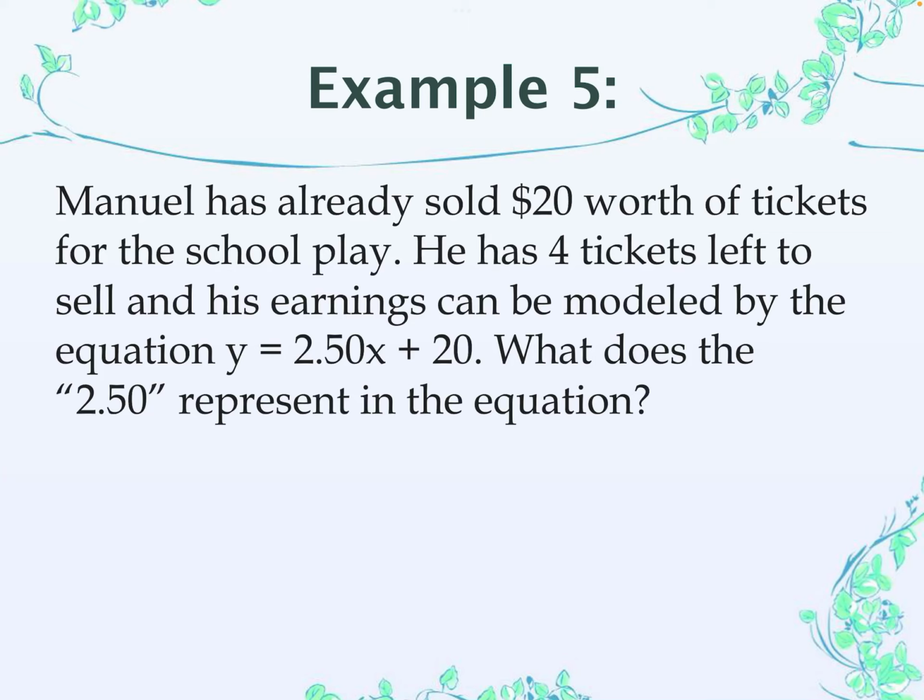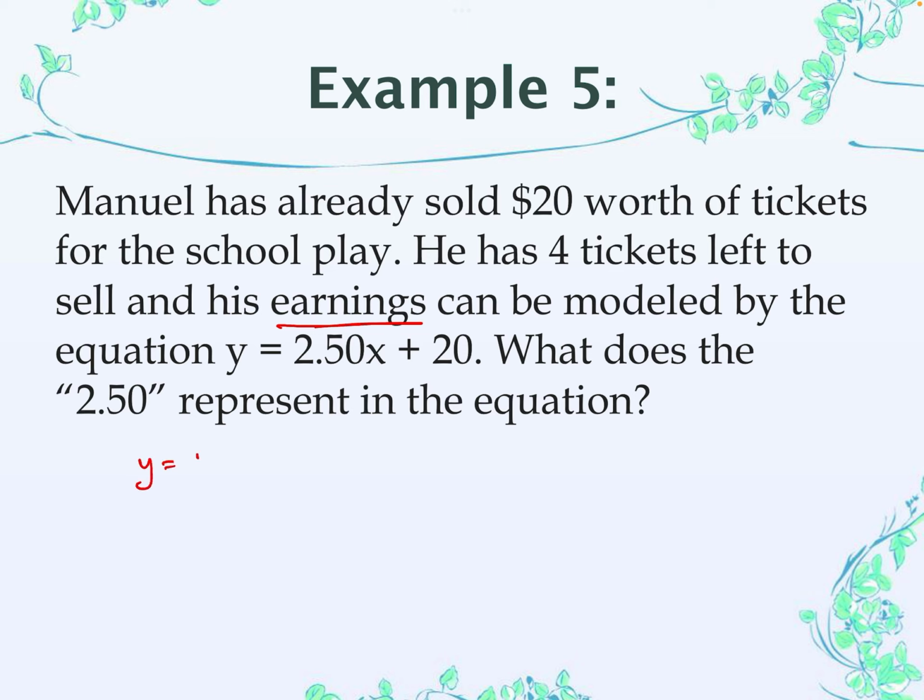All right, so our last two examples for this lesson, we're talking about word problems in relation to rates of change. So Manuel already sold $20 worth of tickets for the school play. He has 4 tickets left to sell, and his earnings can be modeled by the following equation. What does 2.50 represent in that equation? So if this equation is representing his earnings, then the 2.50x plus 20 must equal his total number of earnings.